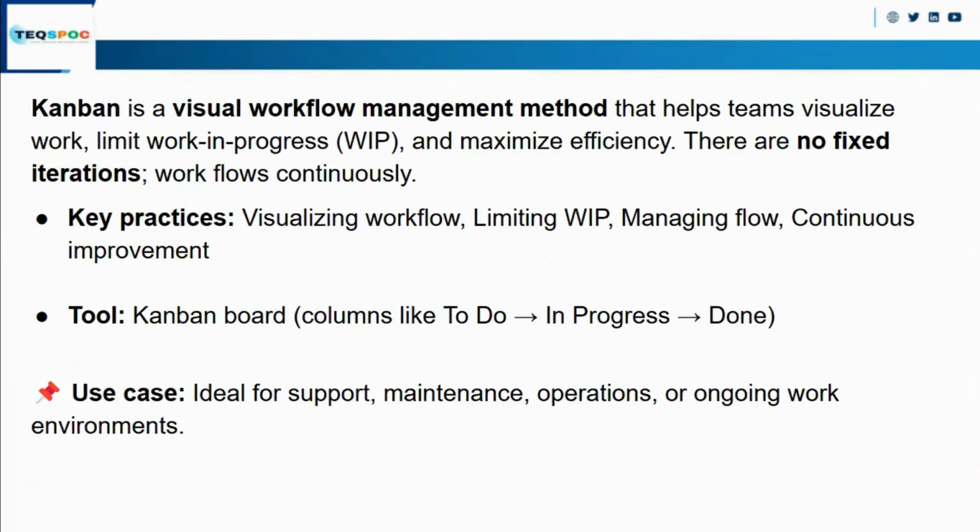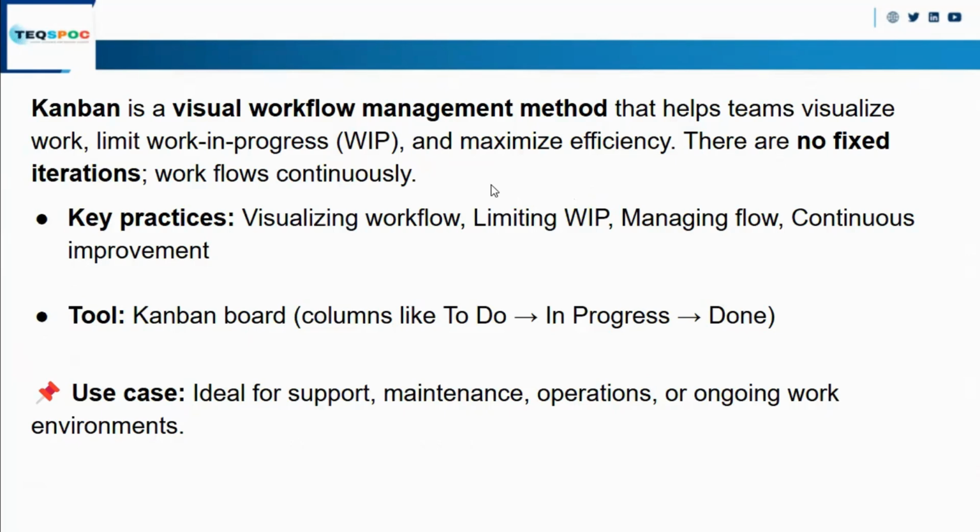What is Kanban? Kanban is basically a visual workflow management method that helps the team to visualize the work and limit the work in progress. Limiting means you can set a limit on how much work one developer can take at a time. Like here you can limit that at a time one developer can take one user story, and after completing it, he can take another user story. That is the work in progress limit. By using the work in progress limit and visual workflow, we get maximum efficiency.